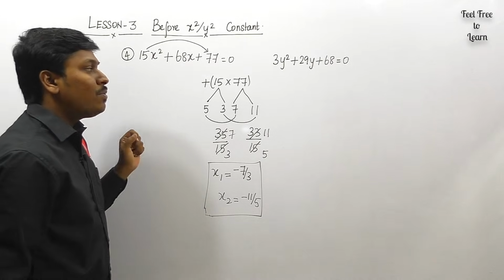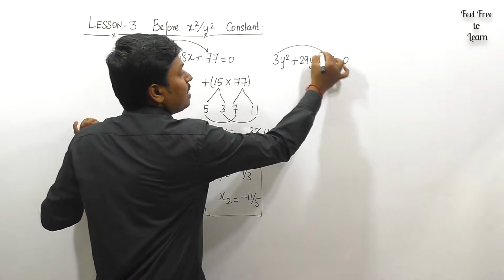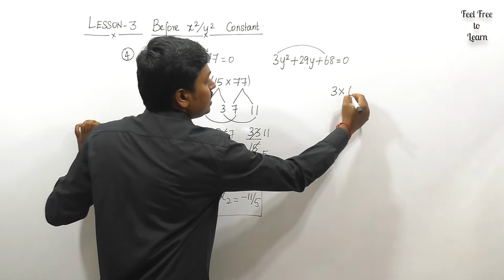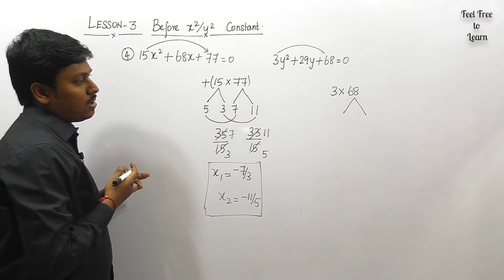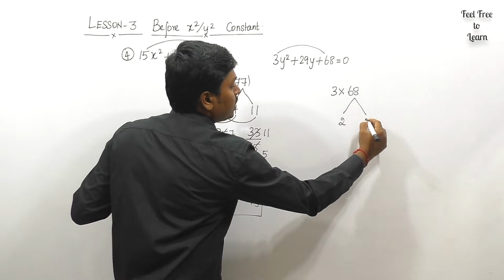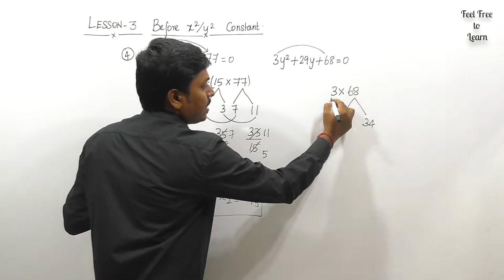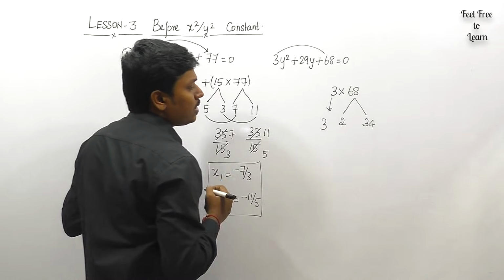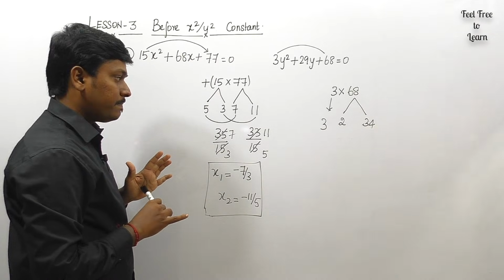And here it is 3y square plus 29y plus 68 is equal to 0. So similarly multiply 3 into 68. So 3 into 68. I think 68 is... So let me do one thing, divide by 2. When we divide 68 by 2, so 2 34, right? Because 34 into 2 will be 68. So bring this 3 to the next step. It is 3 to 34. So I think we should get 29, right?